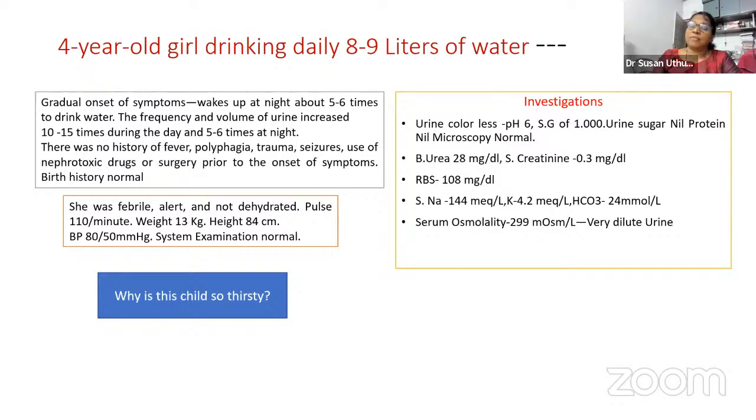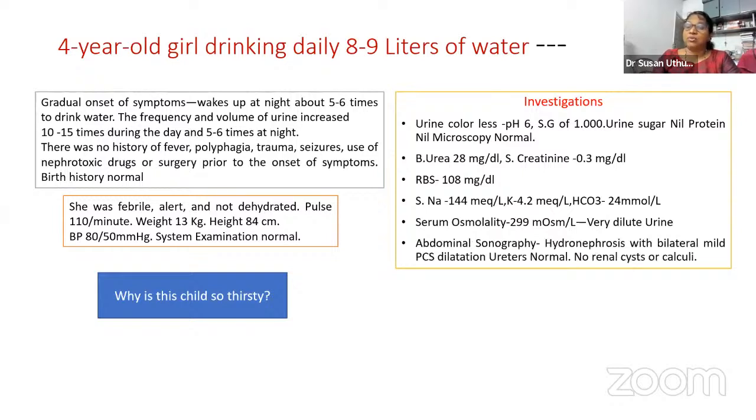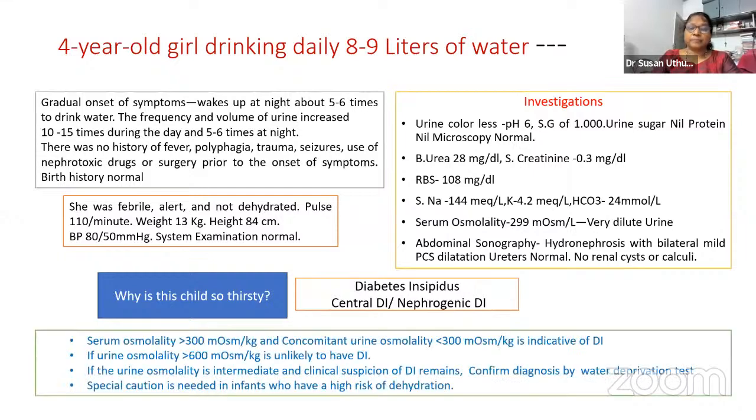The calculated serum osmolality was 299 milliosmoles per liter. And at the same time, urine was very dilute. An abdominal sonography showed hydronephrosis, which was bilaterally there but mild. And the ureters were normal and there were no cyst or calculi in the kidney. So with a high serum osmolality and a very dilute urine, a possibility of diabetes insipidus was considered. And so now the problem is whether it is central DI or nephrogenic DI.